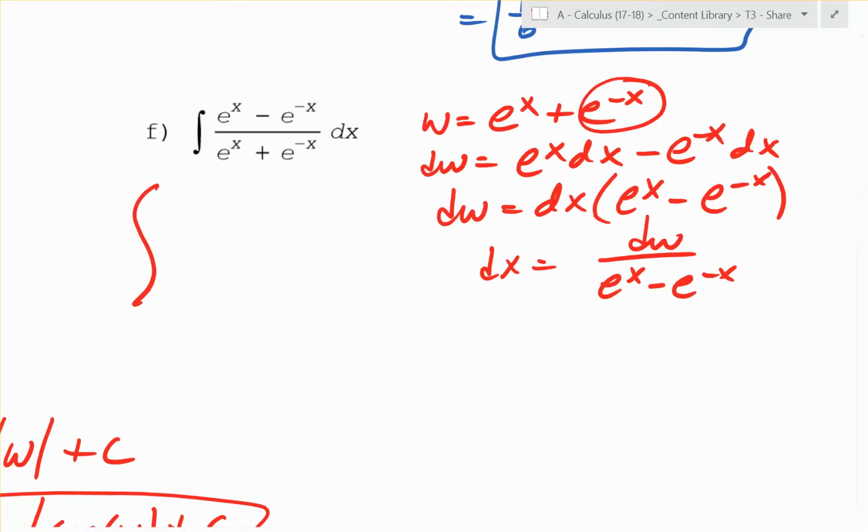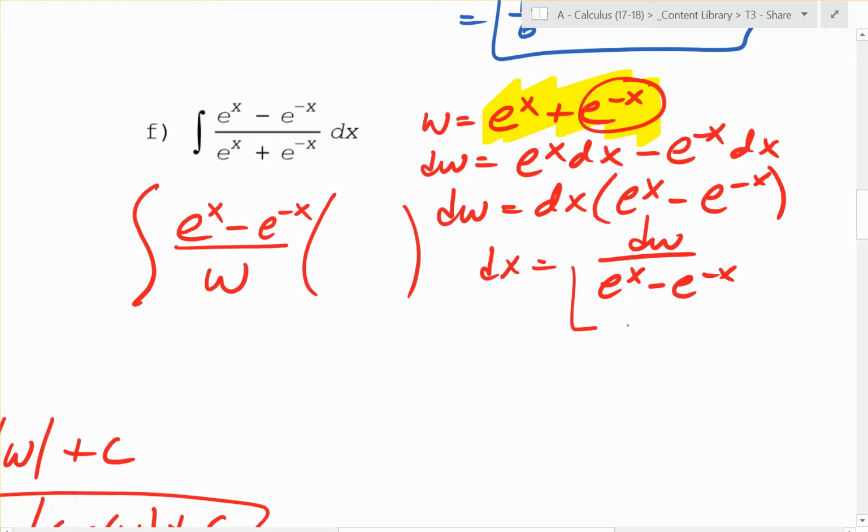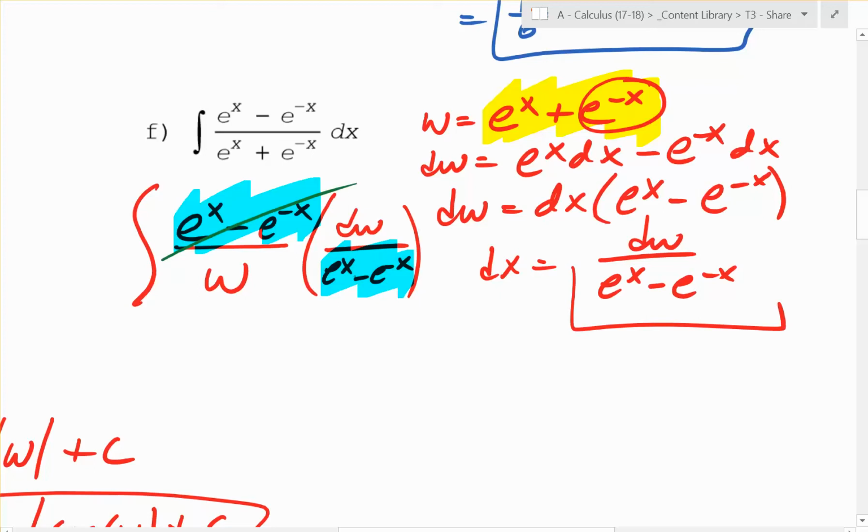Let's do the substitution. Now this right here was w, so that means we're going to have the same thing up above, but on the bottom we're going to have w, and then instead of dx we're going to have this thing that we have right here. So dw over e to the x minus e to the negative x. Well, look what happens. This is the same as this, so what happens? The whole thing cancels.